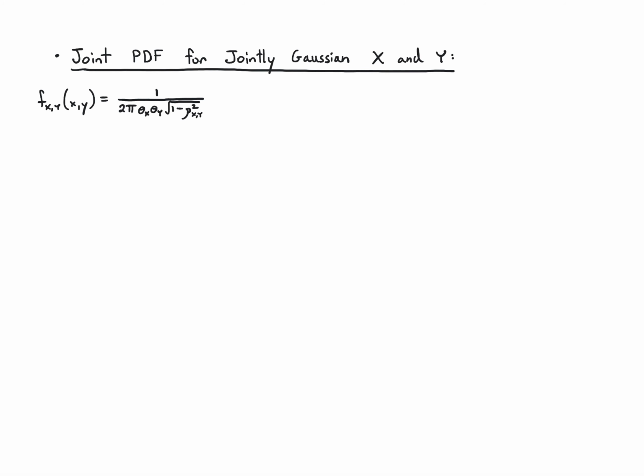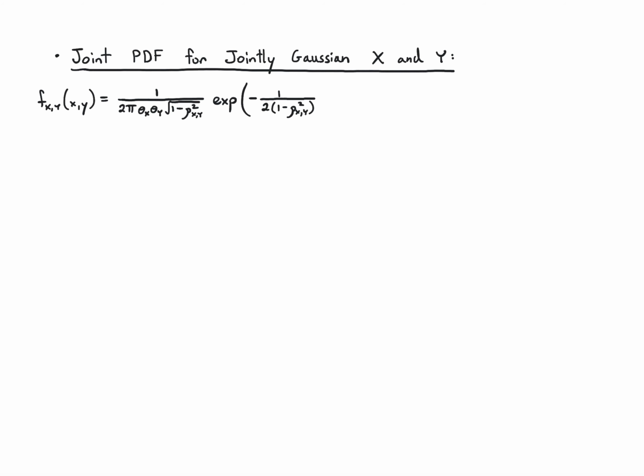So let me just read this to you. It's 1 over 2 pi, the standard deviation of x times the standard deviation of y times the square root of 1 minus the correlation coefficient squared. Okay, so that's already a lot to take in, but that's just the normalization constant. The really interesting stuff is happening inside this exponent. It's got this constant, which is minus 1 over 2 times 1 minus the correlation coefficient squared.